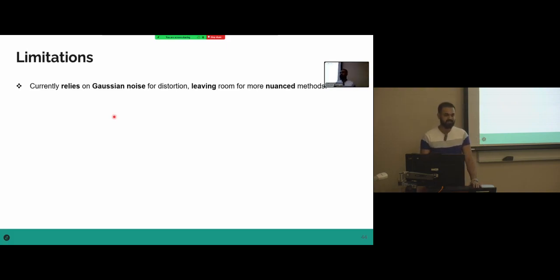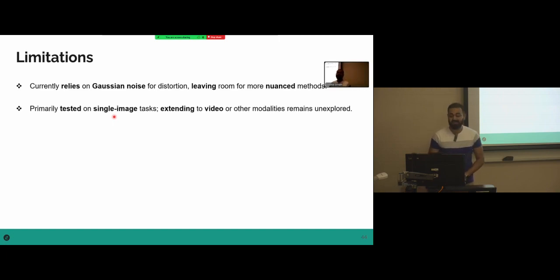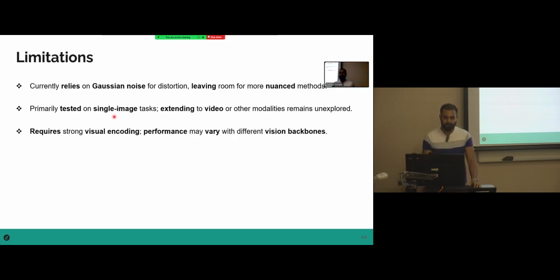Limitations. Let's talk about limitations. Although it is training free and everything, there are still some limitations which we have to look into, and there is a lot of scope for improvement. So currently it relies on Gaussian noise, as we discussed before, for distortion, leaving room for other advanced techniques. It's primarily tested on a single image task, and extending it to video and other modalities is still unexplored.